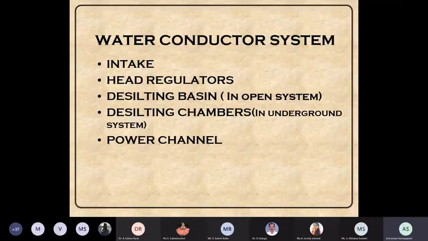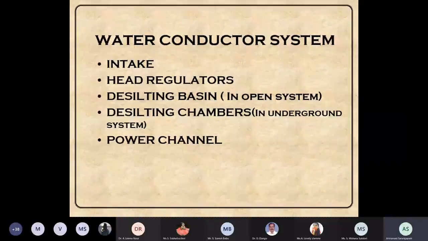So normally we put this desilting basin or desilting chamber to remove this silt. This desilting basin is an open tank, and a desilting chamber is the same thing, but it will be underground. That's all, this is the difference. And power channel: a power channel is nothing but a channel from the intake to the desilting chamber to carry the water. So it is a simple channel, and it is called a power channel.